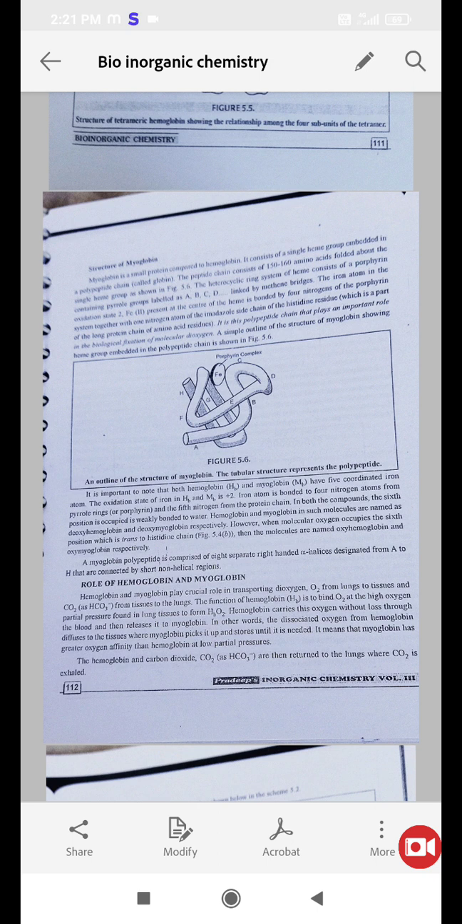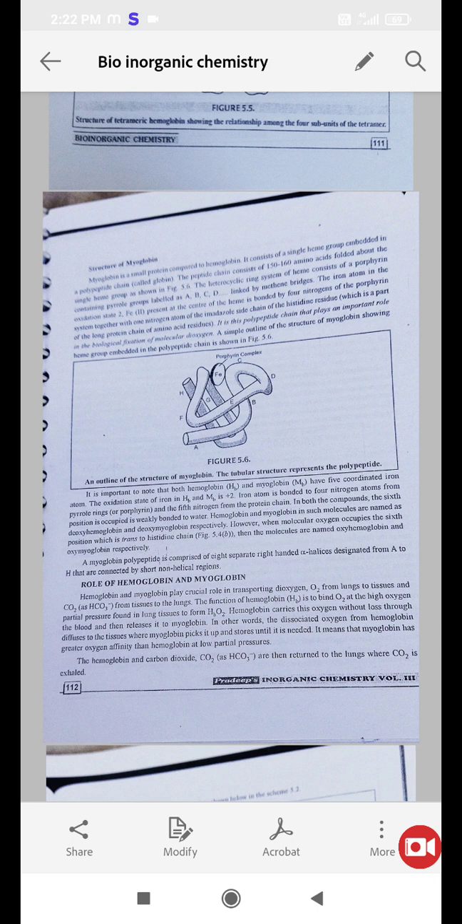A myoglobin polypeptide is comprised of 8 separate right-handed alpha helices designated A to H that are connected by non-helical regions. Role of hemoglobin and myoglobin.